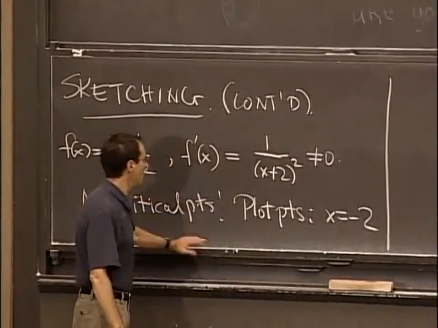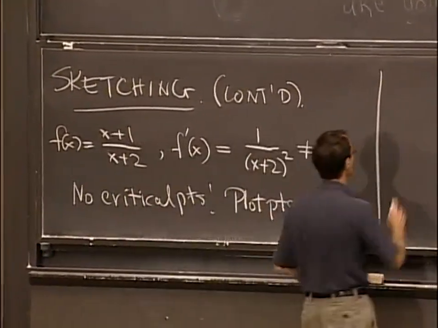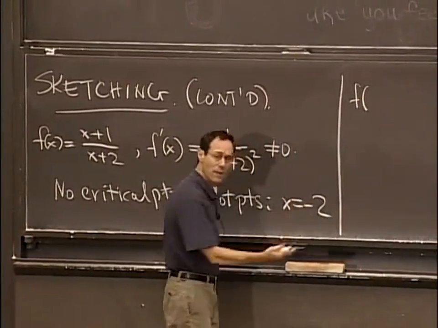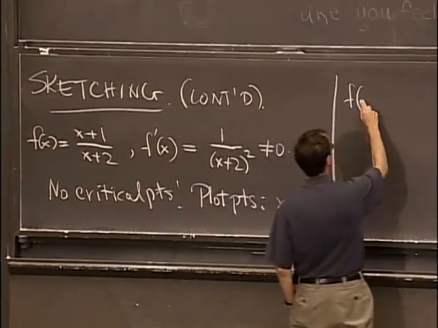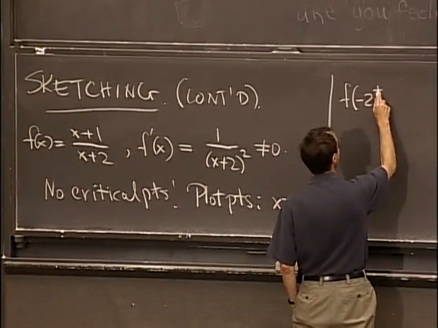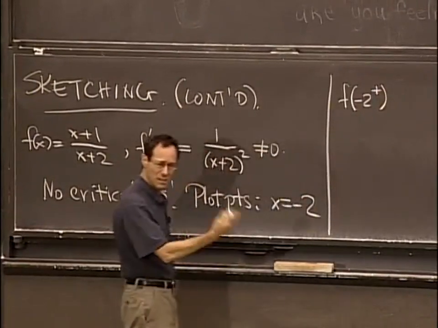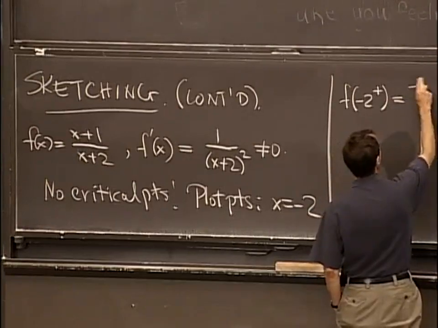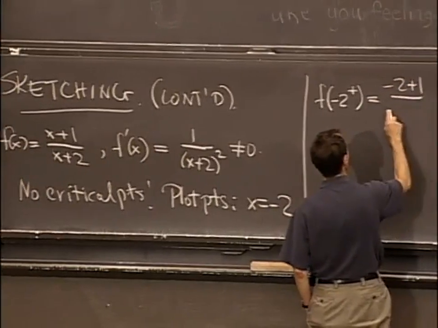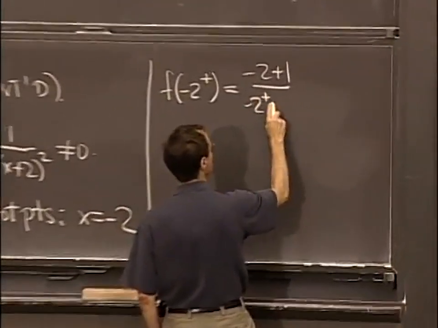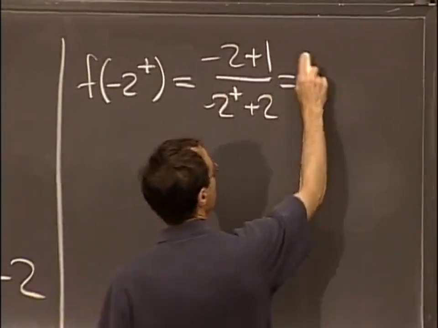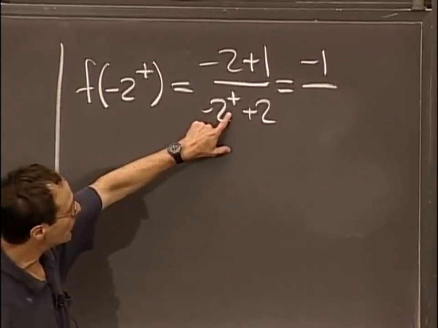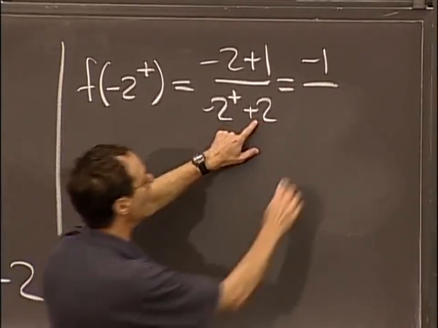Well, you have to think about it for a second, and I'll introduce some new notation when I do it. If I evaluate f at this place, actually, I can't do it. I have to do it from the left and the right. So if I plug in -2 on the positive side, from the right, that's going to be equal to (-2 + 1)/(-2, a little bit more than -2, plus 2), which is -1 divided by, now this denominator is -2, a little more than that, plus 2, so it's a little more than 0.